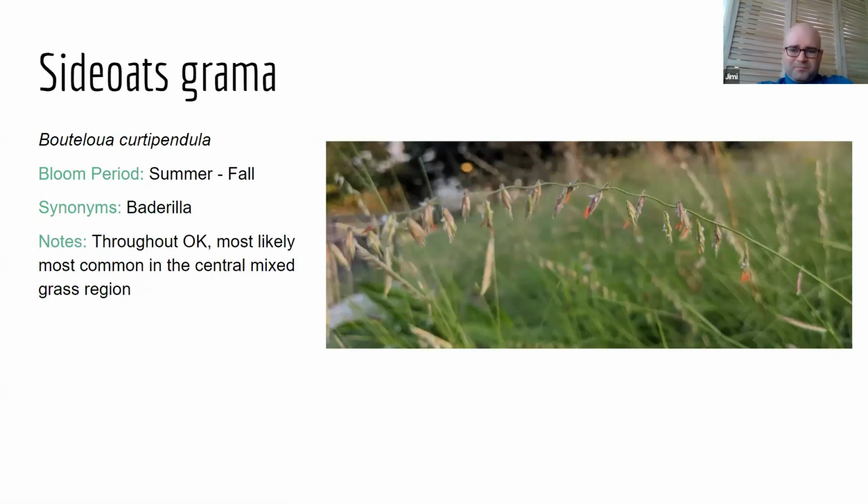Now, Sideoats grama, I think I'm beginning to see a little bit more in the trade, but I think this is a very pretty grass, especially when it's in flower, like in this image right here. It has kind of red, orangish, pinkish flowers. I usually like to use Sideoats grama just to show people that yes, grasses do have flowers. They're just usually really, really small and not something you notice. Bloom summer to fall. This is probably the most common grass that I see on the Oklahoma roadsides. It's most common in the central mixed grass region, but you can find this throughout Oklahoma, and it's probably the most prevalent out of the shorter grasses, and especially north central Oklahoma.